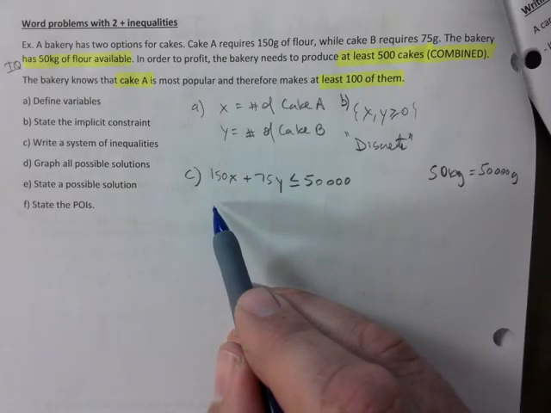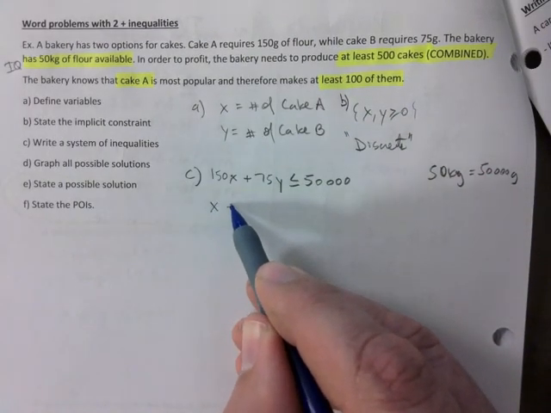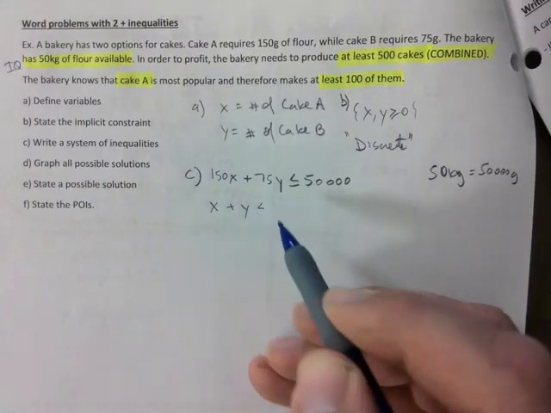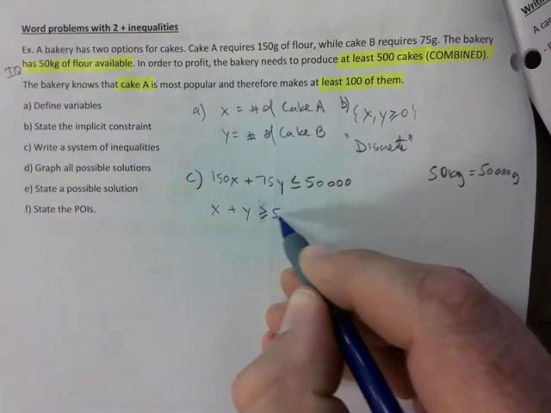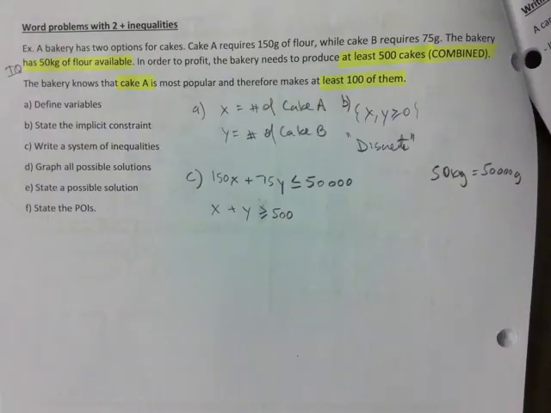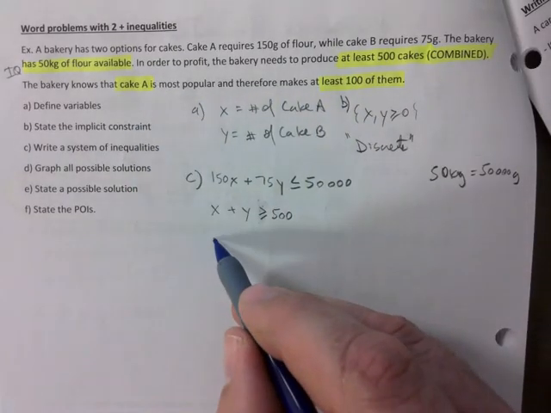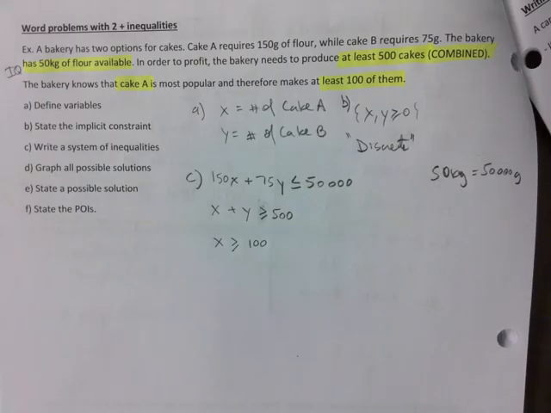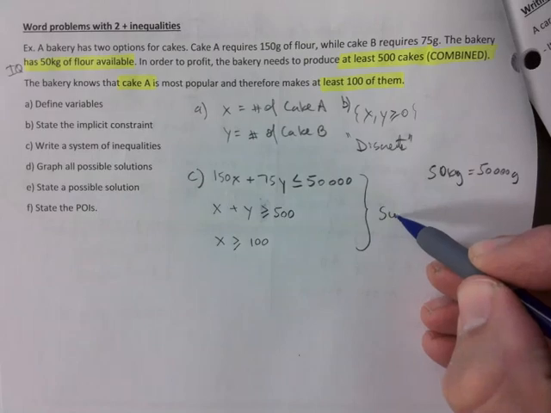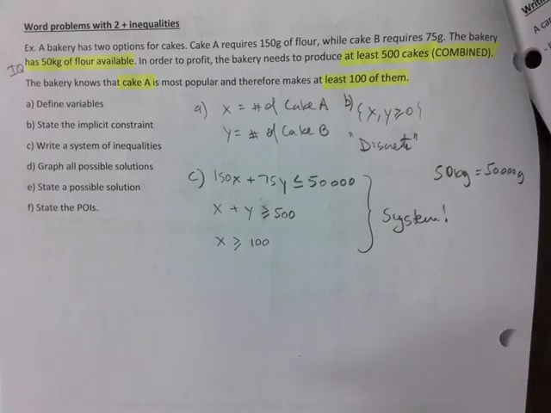What about the next one? Needs to produce at least 500 cakes combined. That would be X plus Y is, oh, at least, sorry. Greater than or equal to 500. At least. And the last one, specifically for cake A, at least 100 of them because they're popular. So just X is greater than or equal to 100. This is your system, because you've got more than one. So you've got a bunch of restrictions happening here, and we're going to now graph that. So let's graph it.